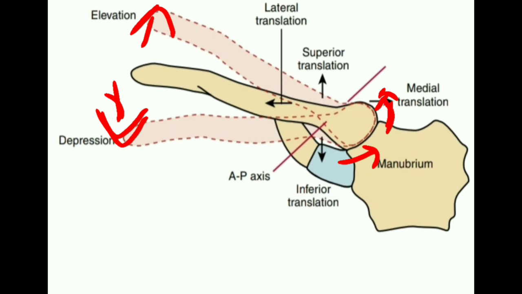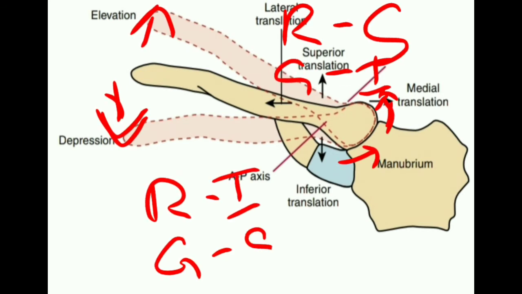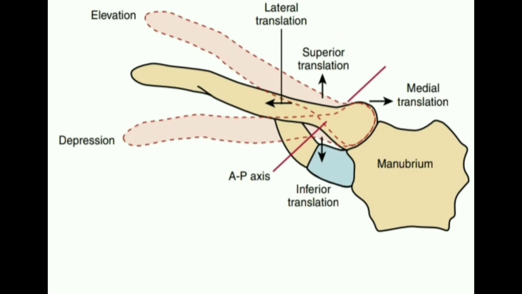So when the clavicle is elevating, the rolling will be superiorly and the gliding will be inferiorly. And when the lateral end of the clavicle is moving downward, the rolling will be inferiorly and the gliding will be superiorly, just opposite to elevation. So I think now you have understood the concept, right?